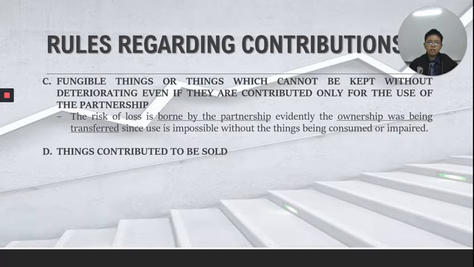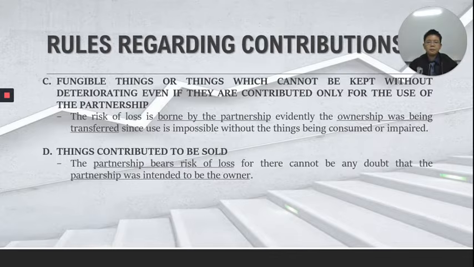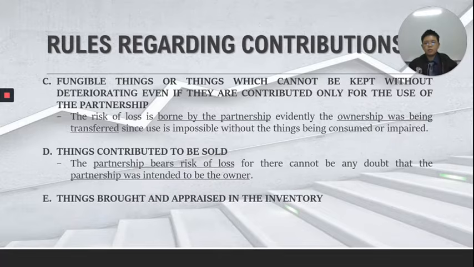What else? Things contributed to be sold. Obviously, again, it is the partnership who will bear the risk of loss, because there is, again, an implied transfer of ownership to the partnership here. Bakit? Kasi, kinontribute mo sa partnership and the partnership will sell it to another person. And remember here, class, the partnership cannot sell what it does not own. So, obviously, there is an implied transfer of ownership here. That's why the partnership will bear the risk of loss, kasi impliedly, nilipat na sa kanila yung ownership ng things contributed to be sold. What else?